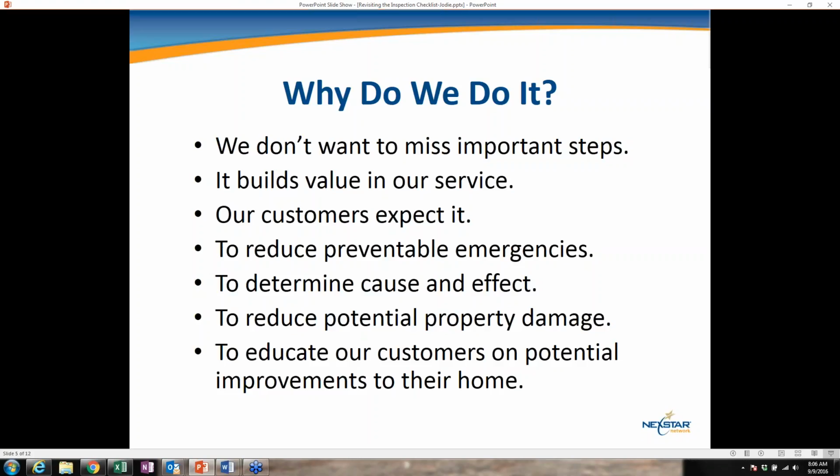And our customers expect it, especially if we're using it on a pre-existing maintenance customer, where we've been to their home several times. They're maybe used to the drill, if you will. They're used to us going through their home and doing a thorough inspection with them. And they want to see the checklist. It doesn't mean they want to say yes to everything that we might notice or point out to them, but they've come to expect a certain level of professionalism from your company.